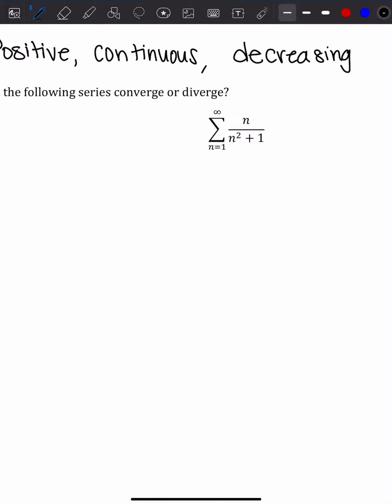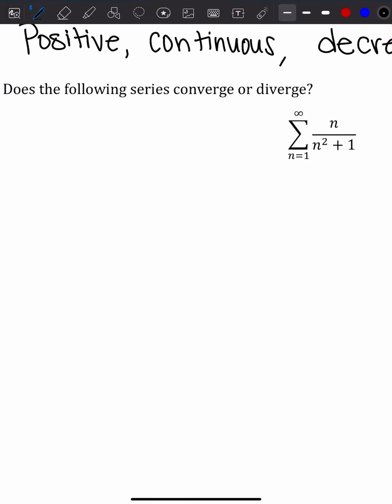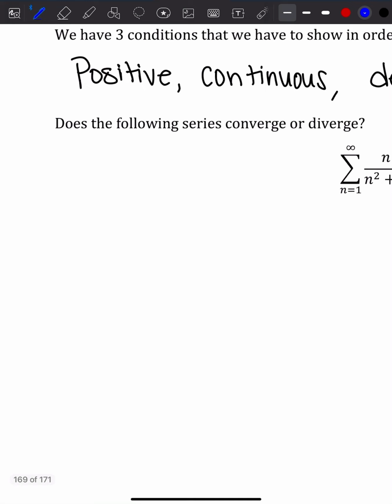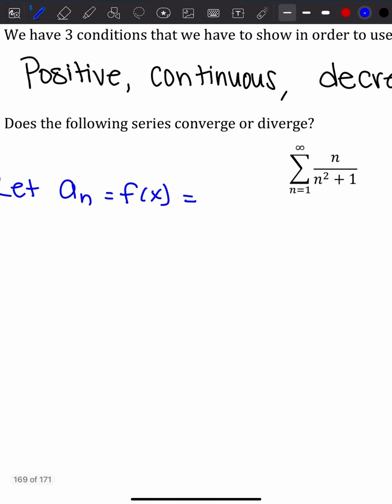So we need to make sure that we show those three things in order to use the integral test. The first thing that we're going to do is let a sub n equal f of x. What we mean by that is we're going to take that n over n squared plus 1 and change it to x over x squared plus 1. It's the same thing, just with x's.